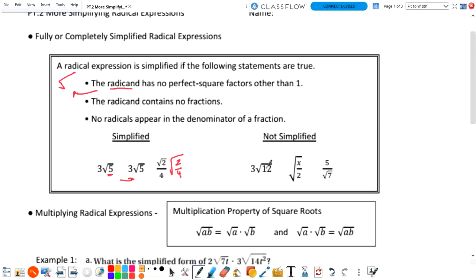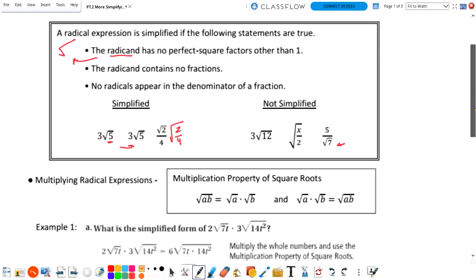And then the square root of 12 can be simplified. And then the same thing here, 5 over the square root of 7. So no radicals appear in the denominator. That's what's happening here. All right, no fractions, and no perfect square factors other than 1. So 12 can be simplified.